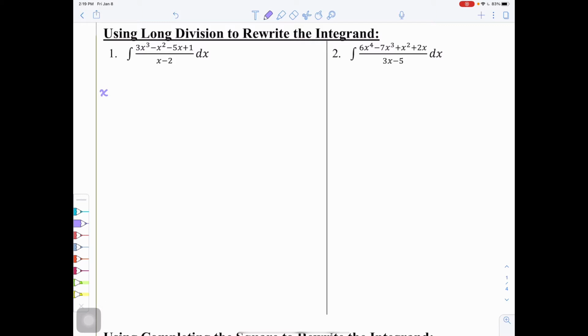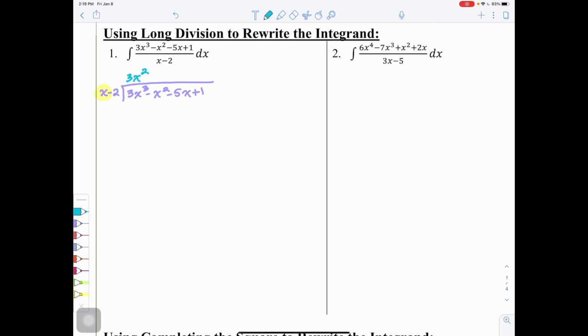So we're going to have x minus 2, that's our divisor, and we're going to divide it into 3x cubed minus x squared minus 5x plus 1. So I usually call this x here the decision maker. In other words, we'll decide what we have to multiply x by to get 3x cubed. And of course it would be 3x squared.